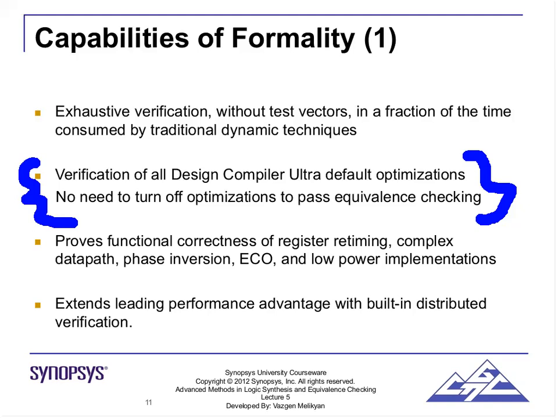all aggressive optimization techniques such as those applied by DC Alpha, like retiming, which is very popular nowadays, or sequential output conversion, can be verified by a formal equivalence tool. This is where Formality is very strong. This is where the industry leading tools like Formality and Conformal are very strong. They are able to verify even the most complex optimization techniques by Design Compiler, right. So it mentions here, it proves functional correctness of register retiming, complex data path, phase inversion.